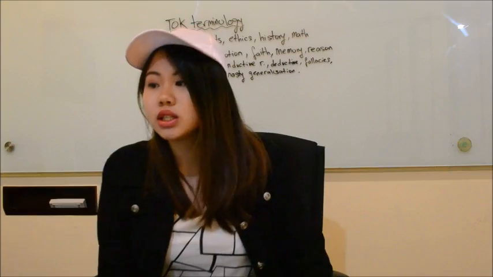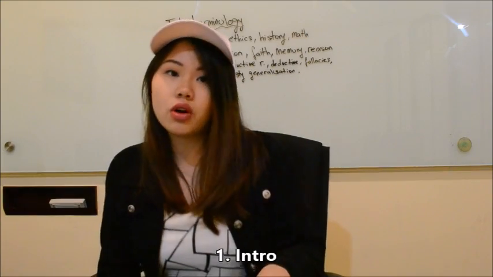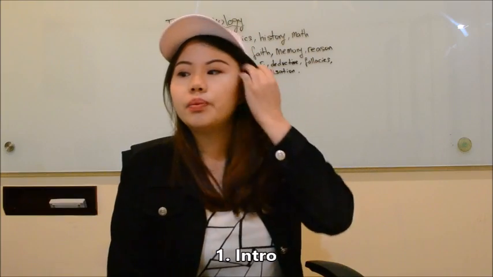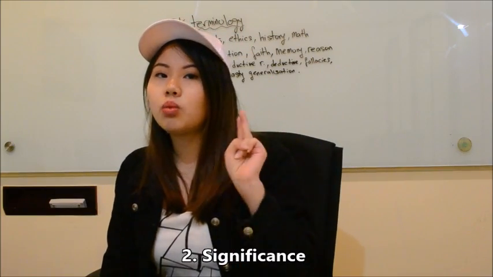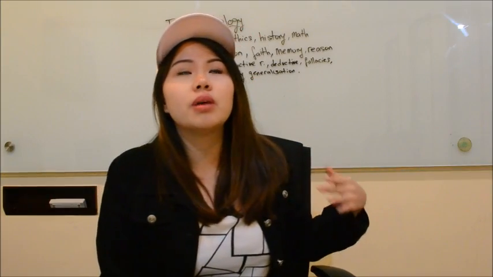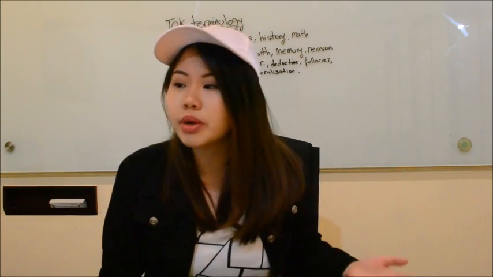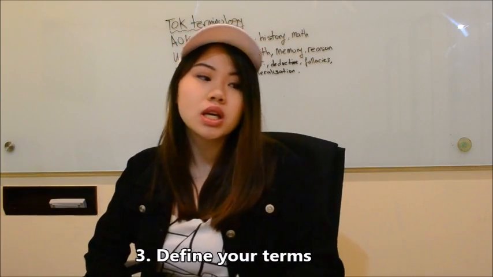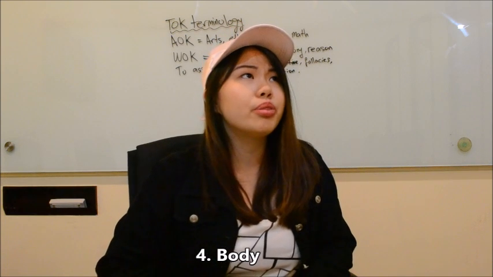Now we're going to talk about the structure of the TOK presentation, and this is the structure that I use. First of all, you have an introduction explaining what your topic is about. The second point should be, why is this topic significant? I think it's good to add this question because it lets people know about the wider significance of your topic. You should have a terminology section, where you define the key terms. And then you have your body, so I would suggest about 3 main points.